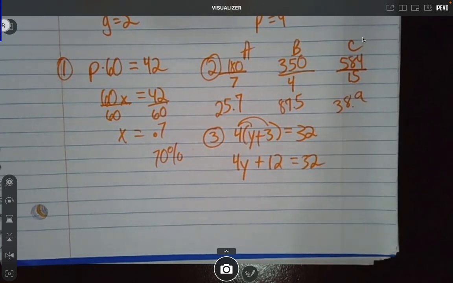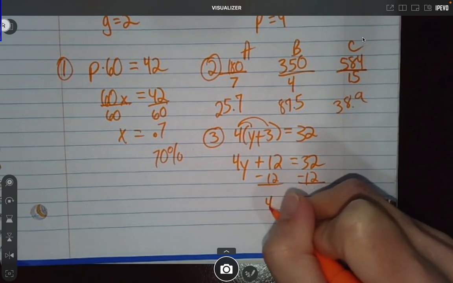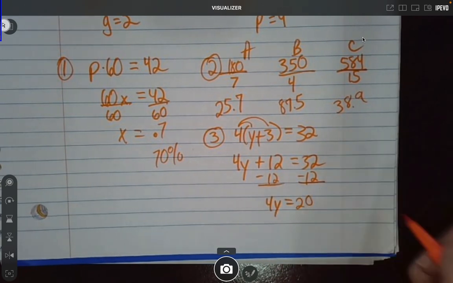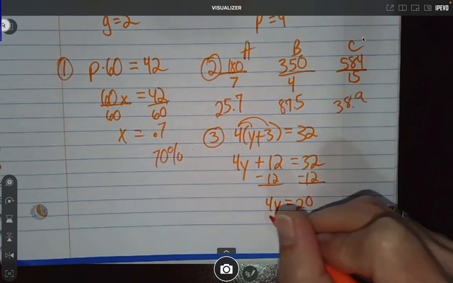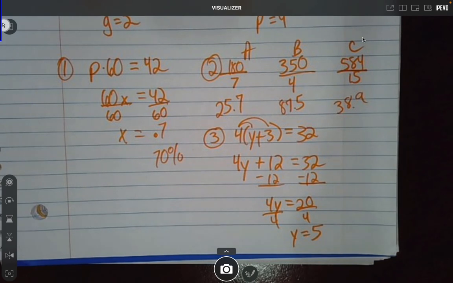Okay, then how can we solve? Now it looks better. Yeah, we subtract 12 from both sides. So 4y equals, what is that? 20, yep. And then what? Divide by 4, which is 5, and y equals 5. I went through that one pretty quick, so y'all make sure you get that.